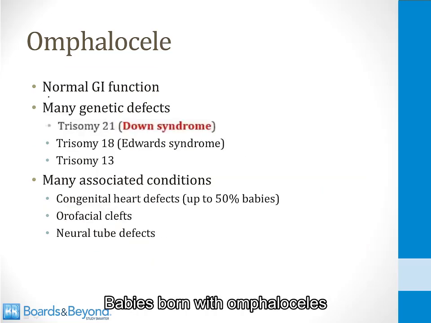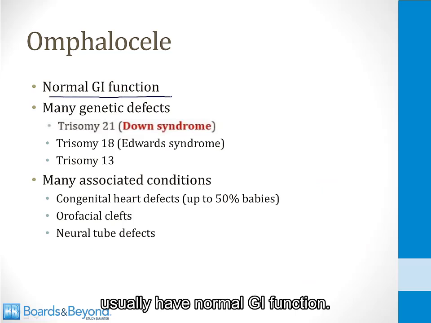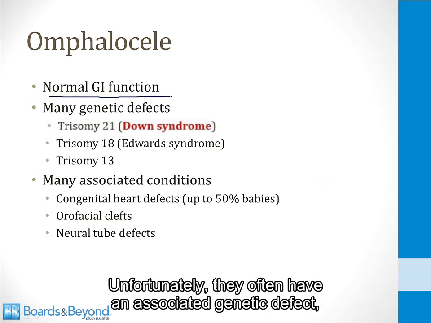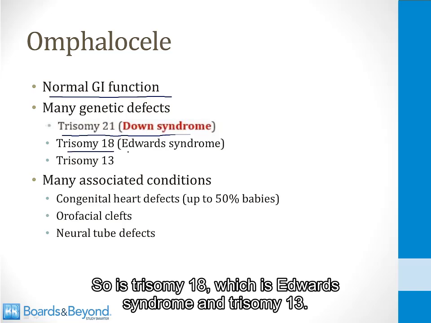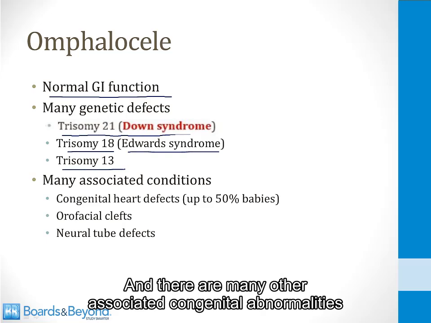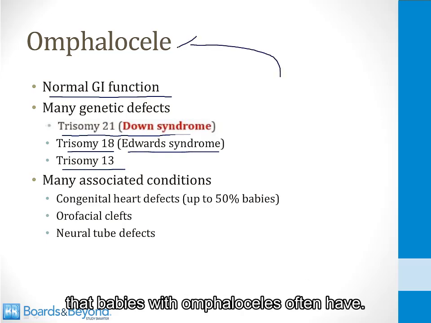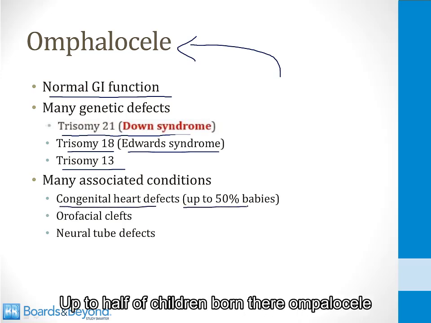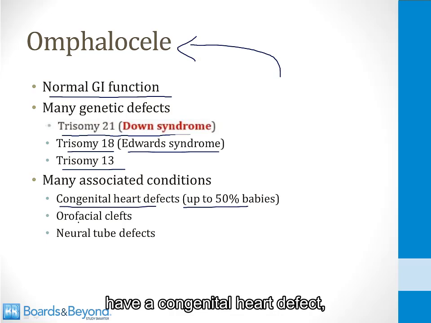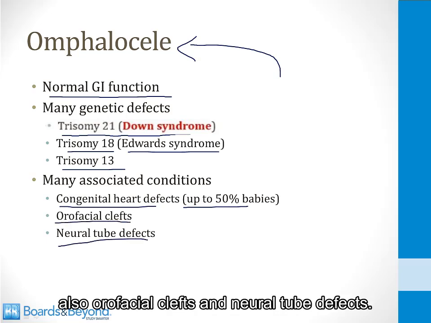Babies born with omphaloceles usually have normal GI function. Unfortunately, they often have an associated genetic defect. Trisomy 21 or Down syndrome is very common. So is trisomy 18, which is Edwards syndrome, and trisomy 13. And there are many other associated congenital abnormalities that babies with omphaloceles often have. This includes congenital heart defects. Up to half of children born with an omphalocele have a congenital heart defect. Also oral facial clefts and neural tube defects.